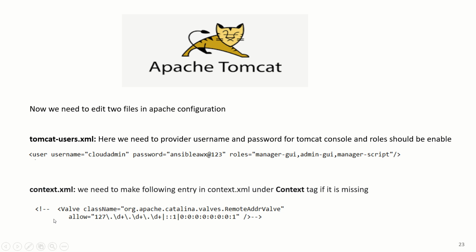And in context.xml, we need to comment out this particular section. This is an entry that's already there, so we just use the opening comment marker and the closing comment marker. This is the way to comment out in this context.xml file. I made this modification and placed it on my repository.